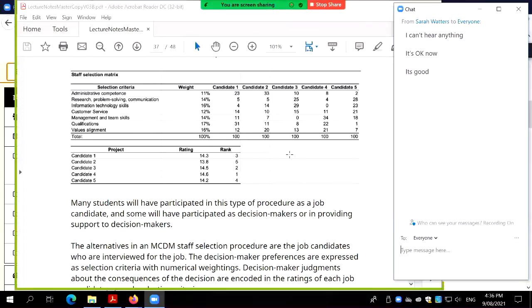So, okay, let's move on to the next bit. So that's the selection of alternatives. Ordered.